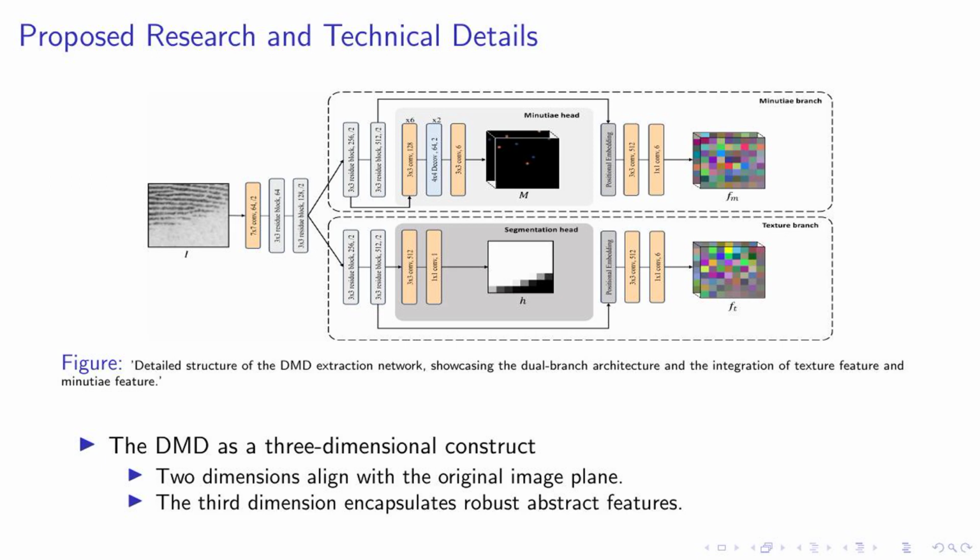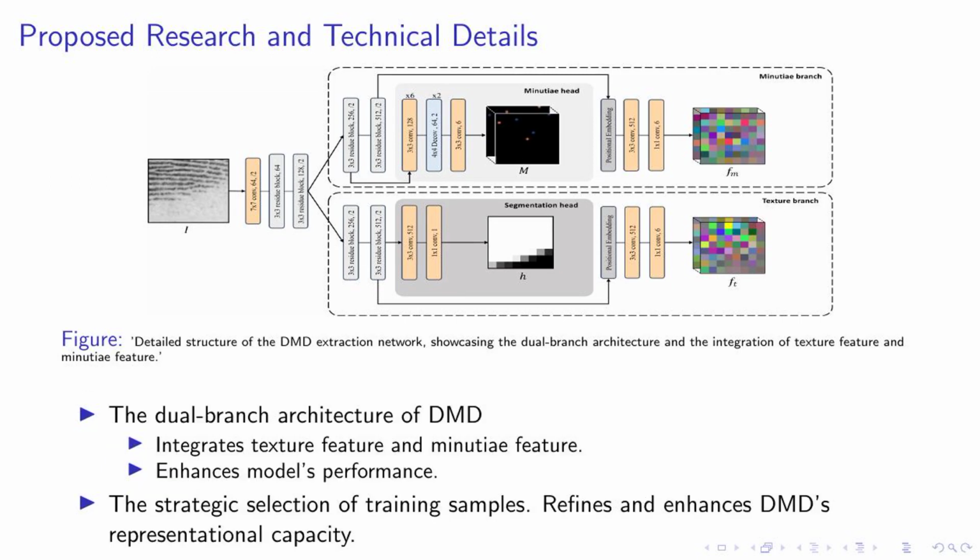Stay tuned as we explore more about the dual-branch architecture and the integration of texture and minutia features in the upcoming slides. Moving forward, let's delve into the technical details of our proposed research. As you can see in the figure, we have a detailed structure of the DMD extraction network. This network is unique due to its dual-branch architecture. This architecture integrates two key features, the texture feature and the minutia feature. The integration of these features significantly enhances the model's performance.